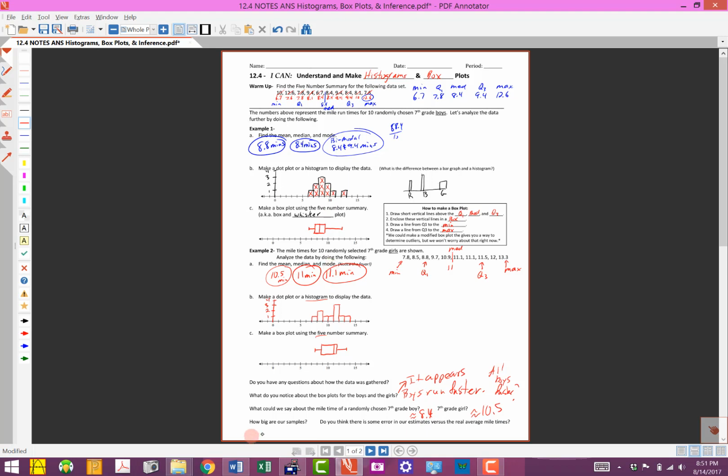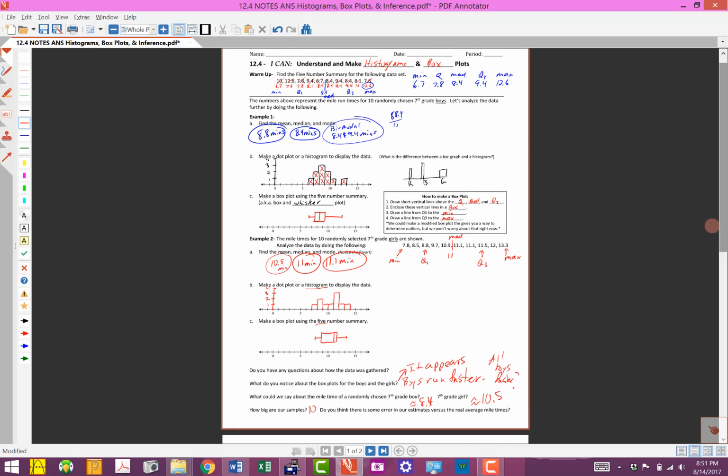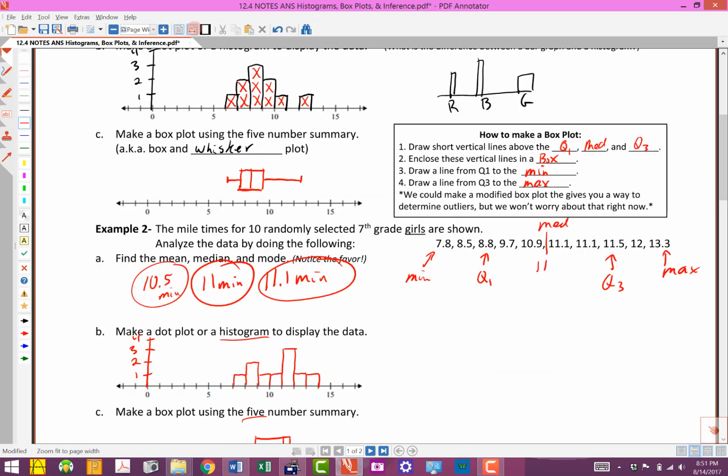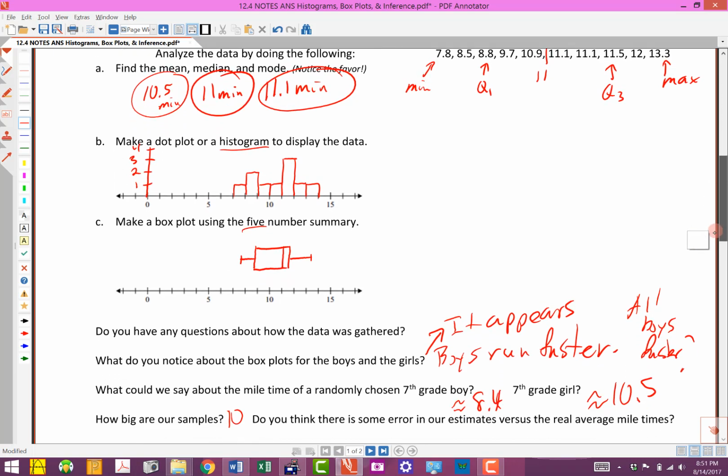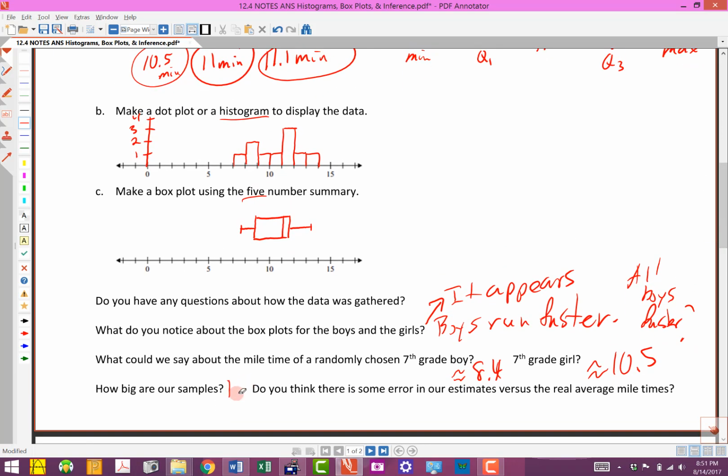Okay. Now, how big are the samples? The samples are only 10. Do you think there is some error in our estimates versus the real average run times? Well, the answer to that is, yeah, there probably is some error there. Not that we did anything wrong, but if we just choose 10 people, it's not going to be perfectly representative. So do you think there's some error? Yes, but it's pretty close.